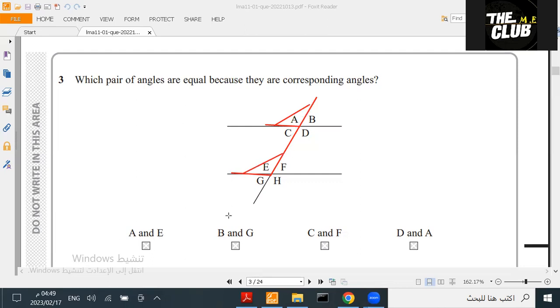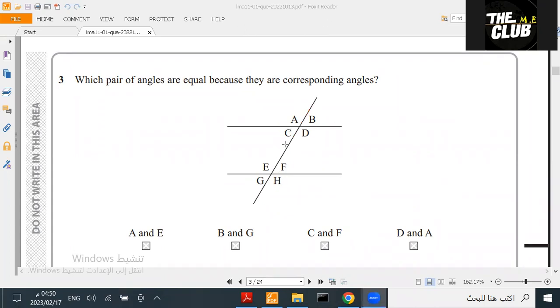Good. Let's check the other ones. B and G. عندي هذه B وهذه G. They're not corresponding. تمام. They're not corresponding. And the other one is C and F. C and F. They don't make the letter F. So it's not corresponding. D and A. They're not corresponding. هذه D و A. They're not corresponding. D and A are opposite to each other. تمام.